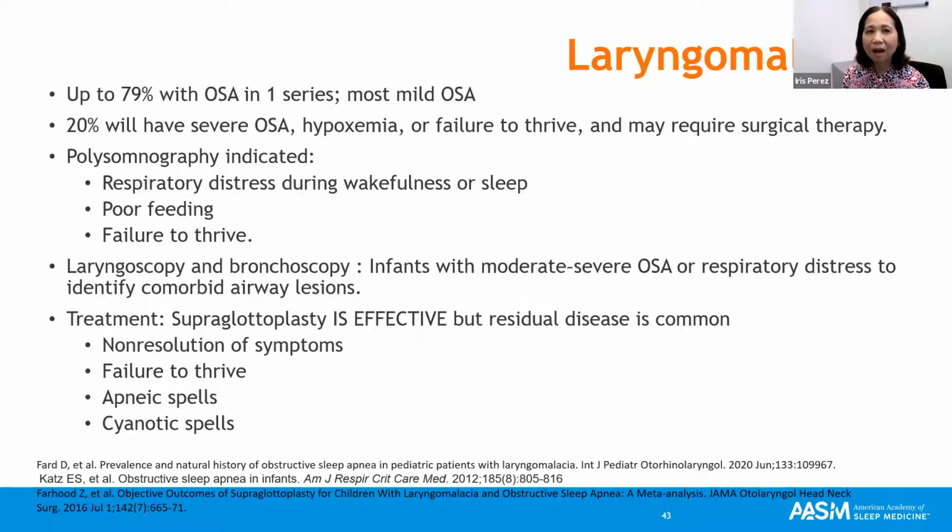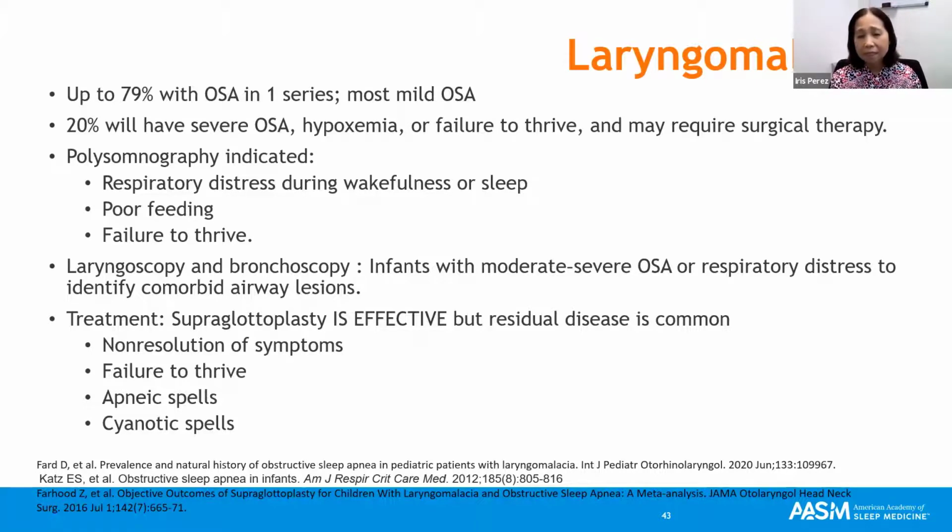OSA is very common in infants with laryngomalacia, in up to 79% in one series, but most of these are associated with mild OSA, and 20% may have severe OSA with hypoxemia and failure to thrive, and these patients will require surgical intervention.